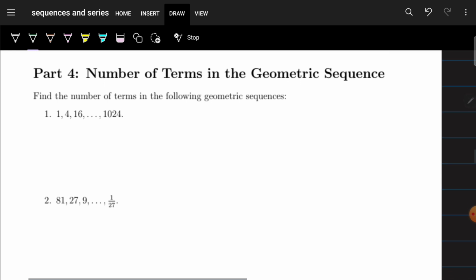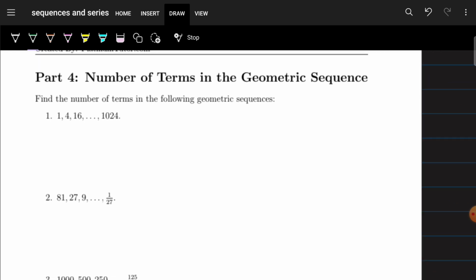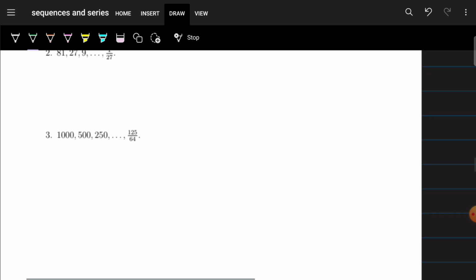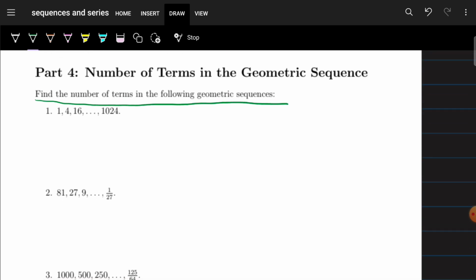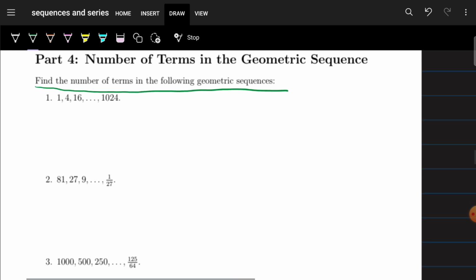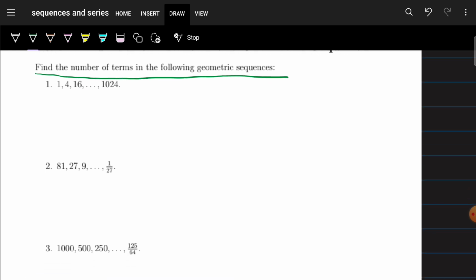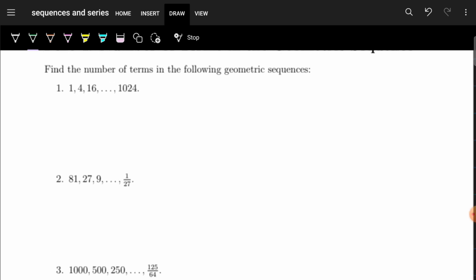All right, so let's go on to number 4. It says find the number of terms in the following geometric sequence. So the next few problems here are just meant to be practice, so we can practice the technique we used above. So please go ahead and try this on your own first, and once you've given it a try, unpause the video and watch the solution. So here we go. Exact same method.